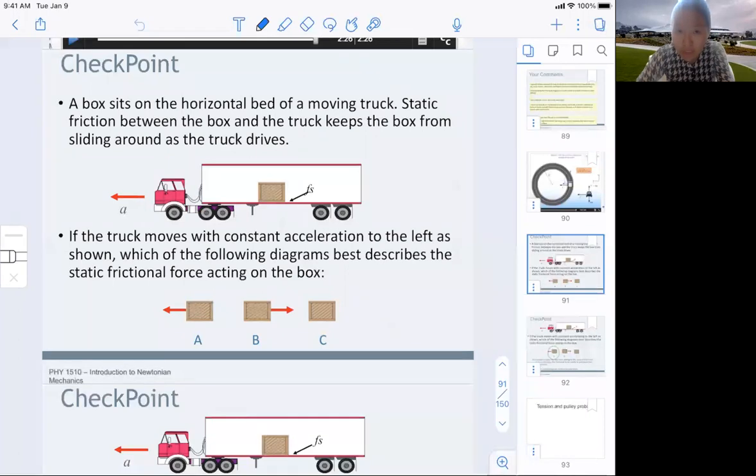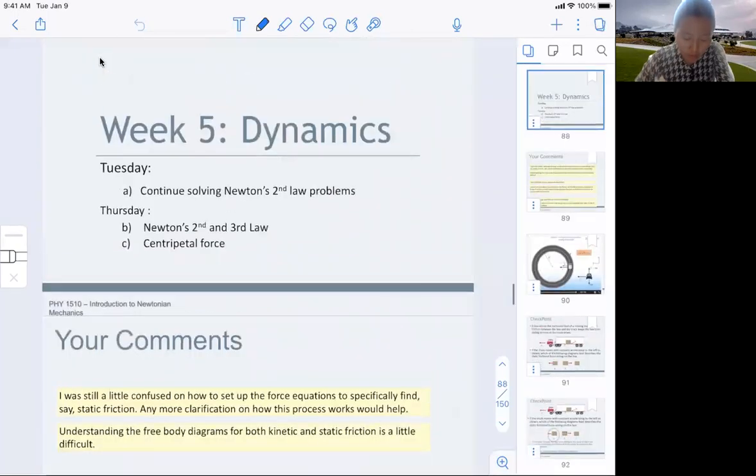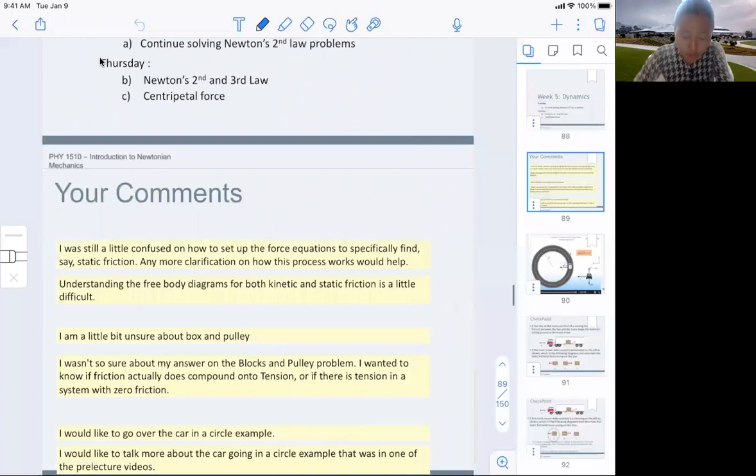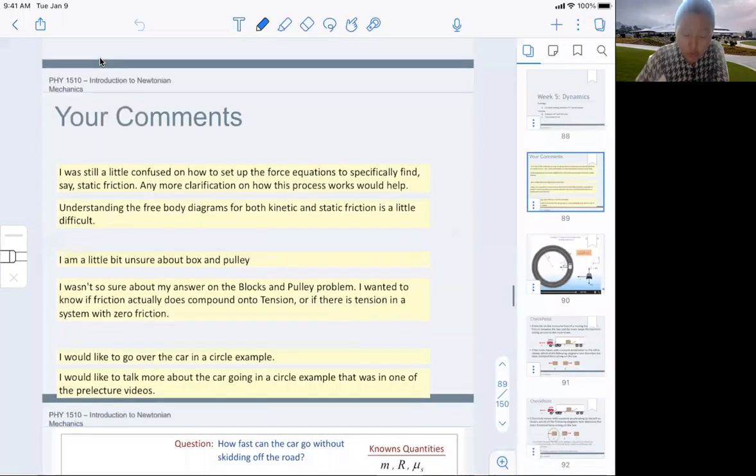Good afternoon, everybody. What we are going to discuss today is to continue our discussion on applying Newton's second law. In particular, I want to talk a little bit about the centripetal force and how to relate the centripetal force using centripetal acceleration.